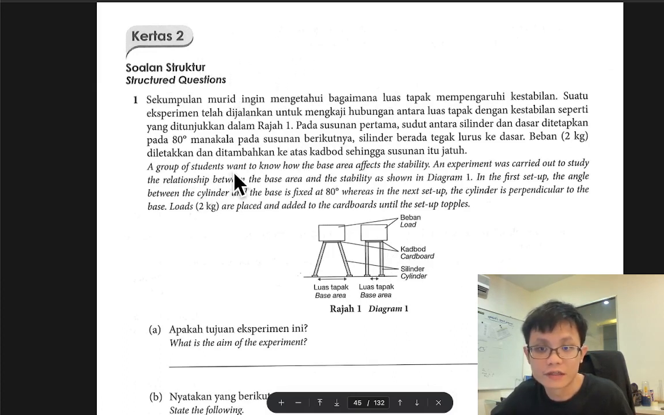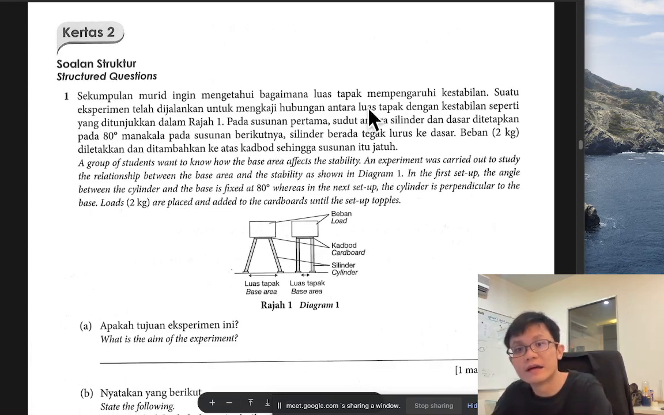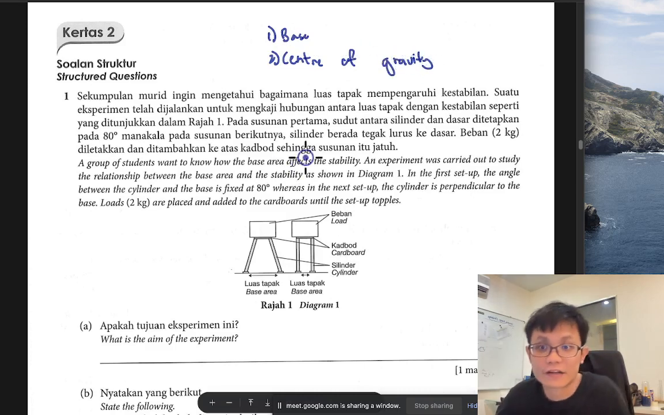A group of students want to know how the base affects stability. So basically, what affects the stability? Okay, so the things that affect it will be the base and the center of gravity. Okay, these are the two things.